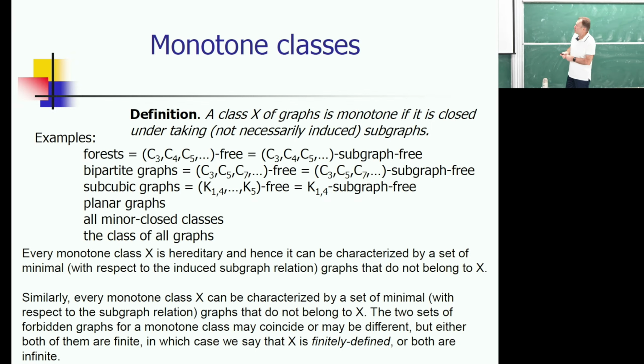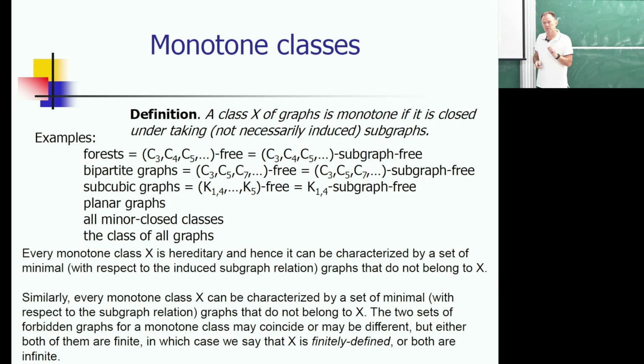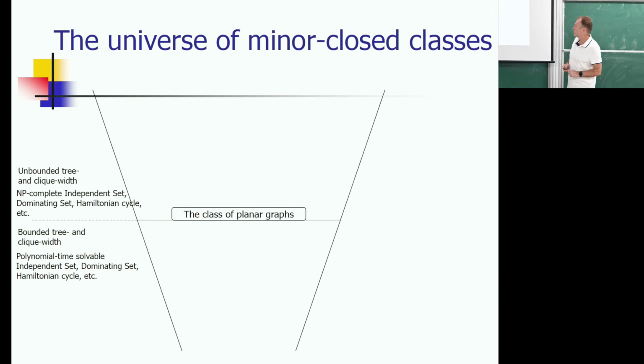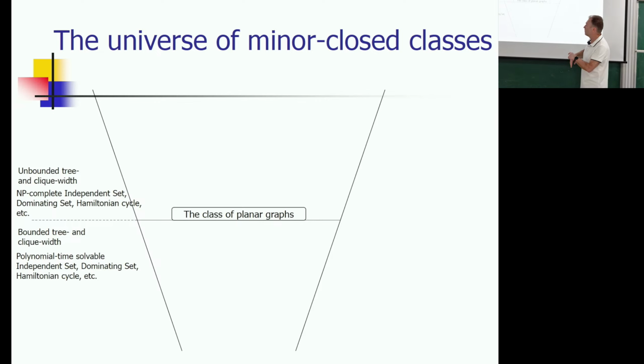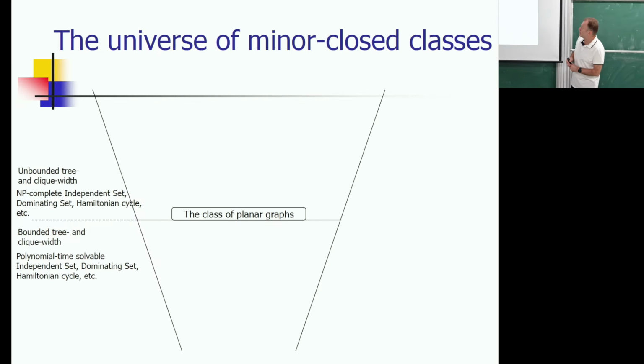Okay. So speaking of minor closed classes of graphs, in this family there are classes that play a critical role, and perhaps the most famous example is the class of planar graphs. It is critical in the sense that every minor closed class containing the planar graphs has unbounded tree width, unbounded clique width, and many algorithmic problems become NP-complete whenever the class contains all planar graphs, including the independent set problem, the dominating set, Hamiltonian cycle, and many other problems.